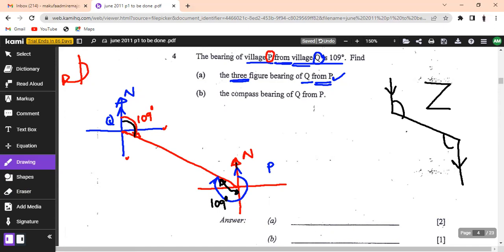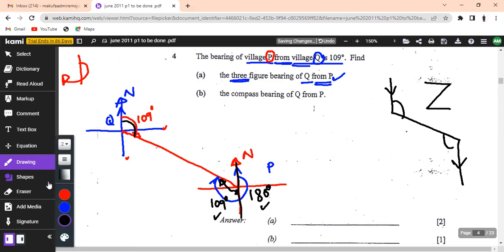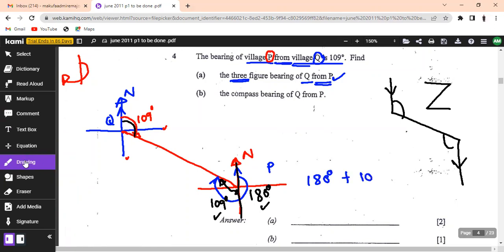And we know that angles on a straight line give us 180 degrees. So we've got 180 and 109. So therefore, our final answer in this case is going to be 180 plus 109. Okay, so that is the angle that we are going to have as our three figure bearing, which is 180 degrees plus 109 degrees. Okay, so if we add these two, we are going to obtain 289 degrees. Okay, so that was the three figure bearing, 289 degrees.